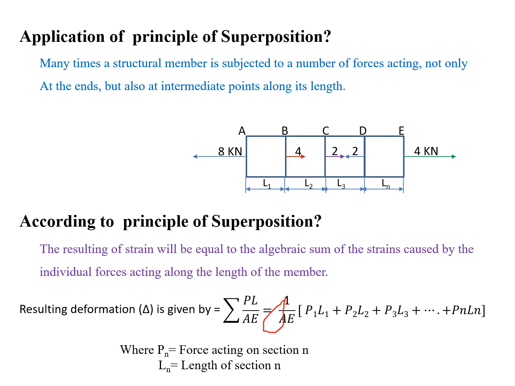Here P1 is the net force acting on the first member, that is AB, and L1 is the length of the first member, that is AB. Similarly P2, P3 and Pn are the net forces acting on the second member, third member, up to the nth member. Similarly L1, L2 up to Ln are the lengths of the individual members.